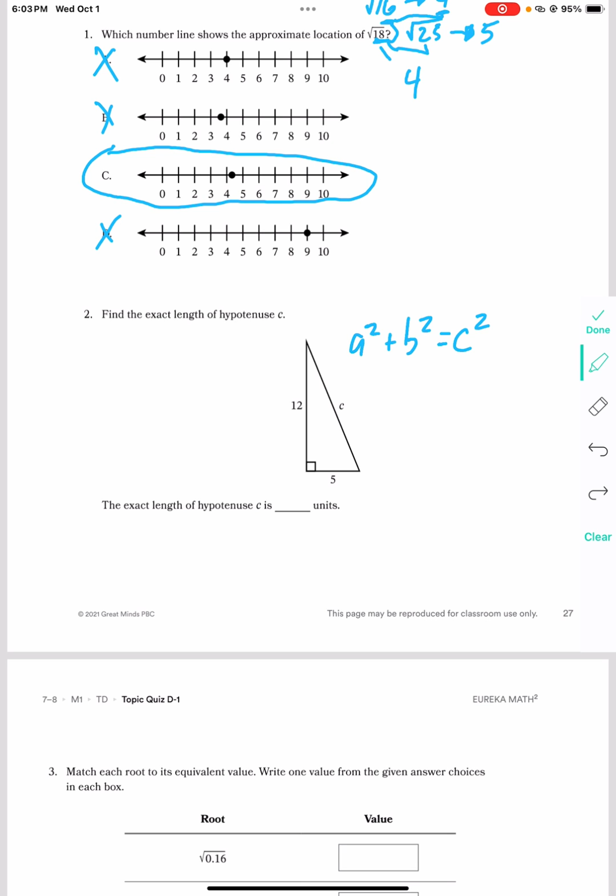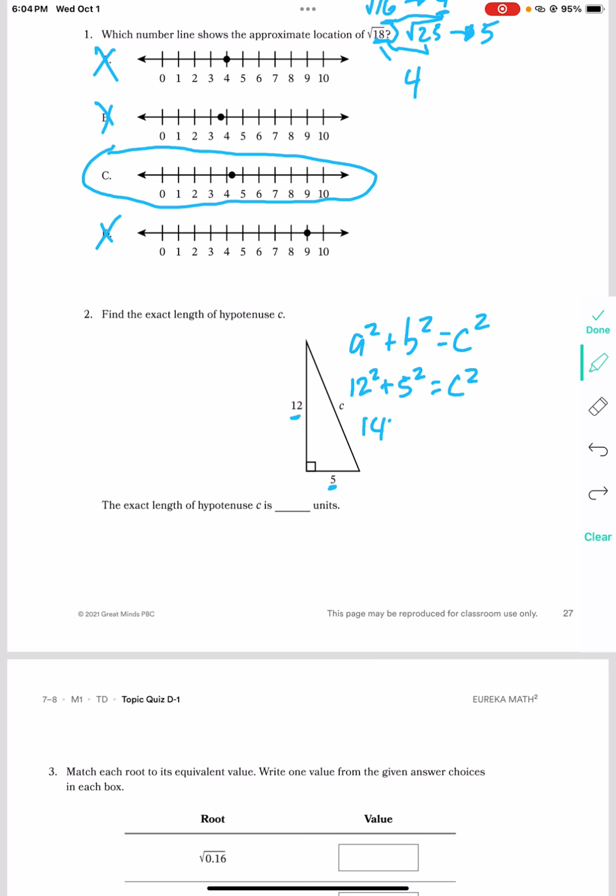Remember that a and b are your legs, the shorter sides. C is always the longest side, which is usually opposite of the right angle, while your legs are adjacent to the right angle, which just means next to. Those are the things that we went over while I was still here. Remember, it doesn't matter what you plug in for A and B as long as they are your legs. So we can plug in 12 for A, which means 12 squared, and 5 for B, which means 5 squared, equals C squared.